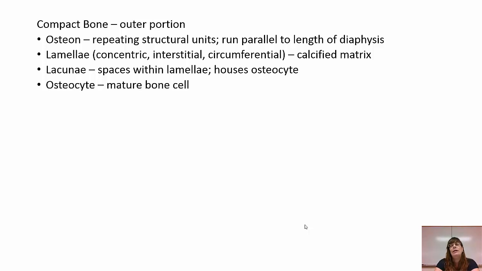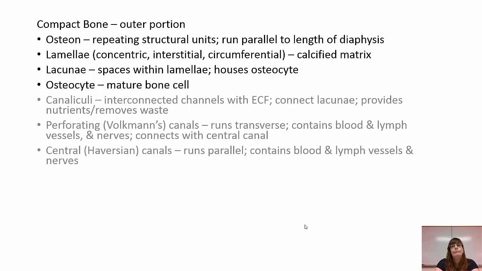That's basically calcified matrix. Concentric are the ones that go around in the circles. Interstitial fill in the spaces between the osteons, and circumferential go all the way around the outside and inside of the bone. The lacuna are spaces within the lamella that house the osteocytes, and the osteocytes are the mature bone cells.